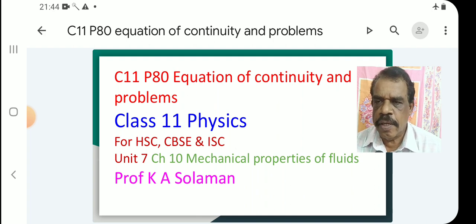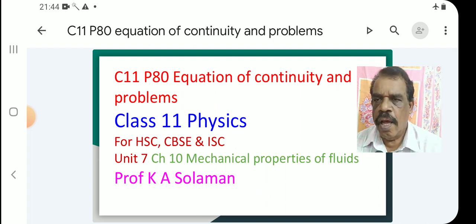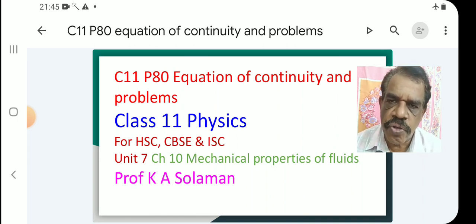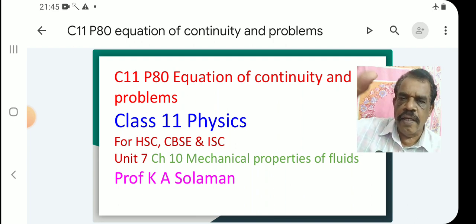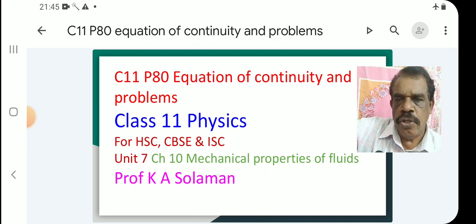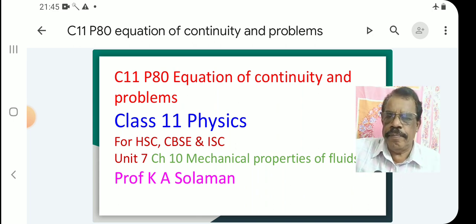This is chapter 10, class 11 physics, mechanical properties of fluids. Today we see the equation of continuity and some problems related to liquid flow, viscosity, Bernoulli's theorem, etc.